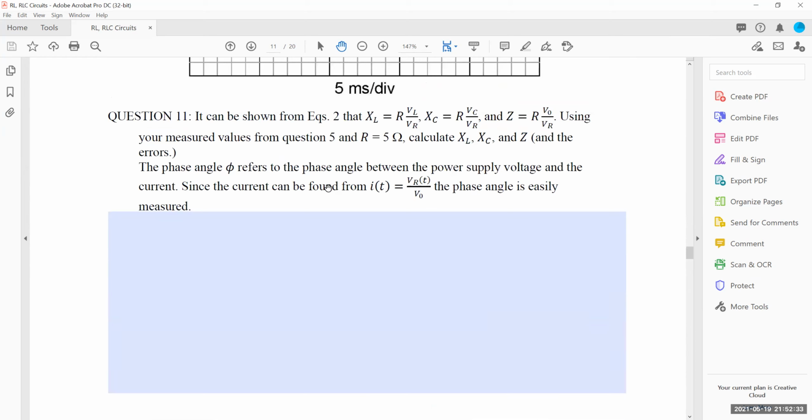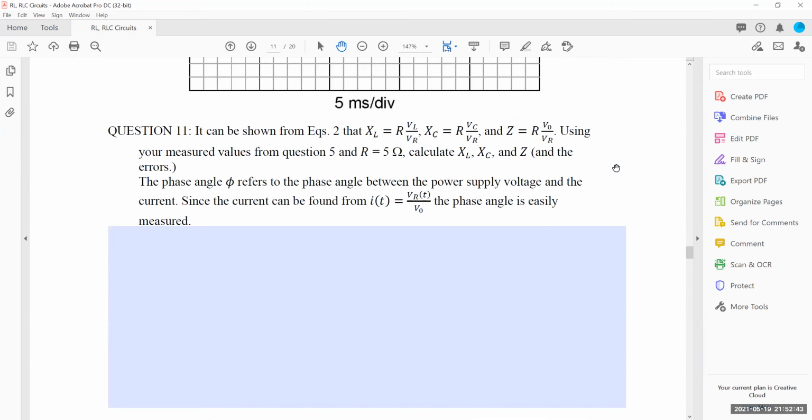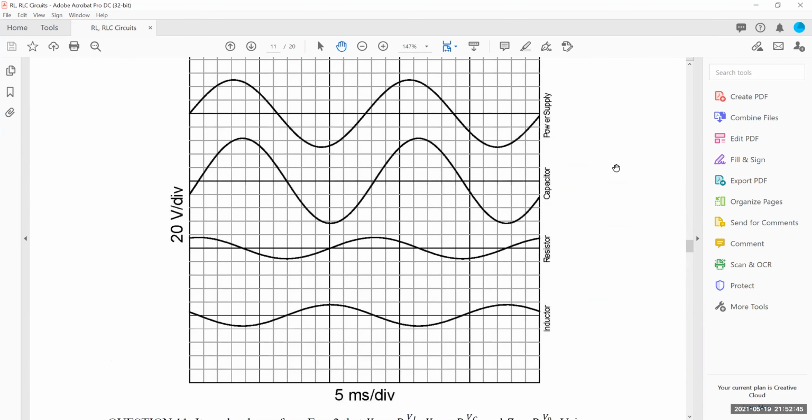The phase angle phi refers to the phase angle between the power supply voltage and the current. Since the current can be found from the expression, phase angle is easily measured. So here is how to measure the phase difference, okay? Here is the current. It's actually across the resistor. When the current is at its minimum, the voltage is not at its minimum. It gets its minimum later. There is a delay in here, and this delay is in time actually.